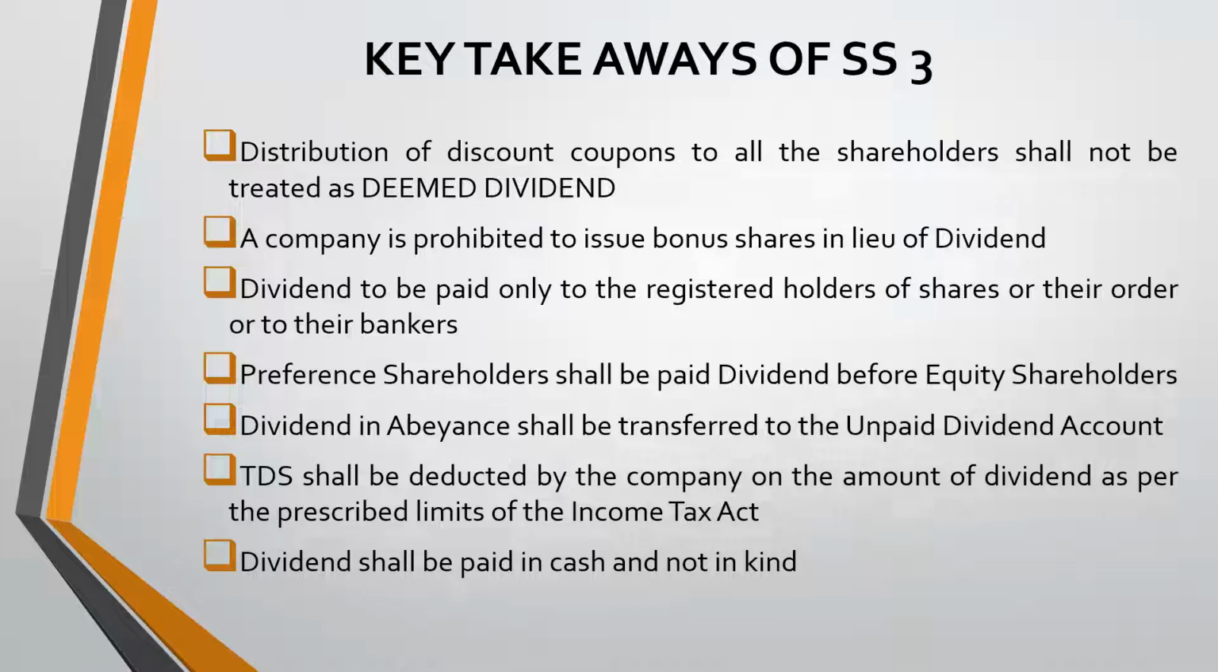Now, in SS-3, there are certain key takeaways which I have written here in a summarized manner. The first is that distribution of discount coupons to all the shareholders shall not be treated as deemed dividend. Next, a company is prohibited from issuing bonus shares in lieu of dividend. This particular thing we all know; we have read this numerous times in the Companies Act.